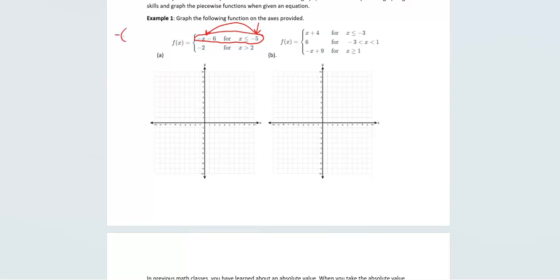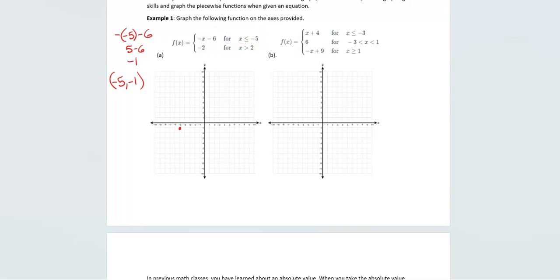So it's going to be -5 minus 6. Well, that's 5 minus 6, which is -1. So we're going to start at the point -5, -1, because -5 is what we plugged in, and -1 is what we got. So we're going to come over here to -5, -1, and that is a closed point. I know it's closed because there's an or equal symbol right there. Now I'm going to use the slope.